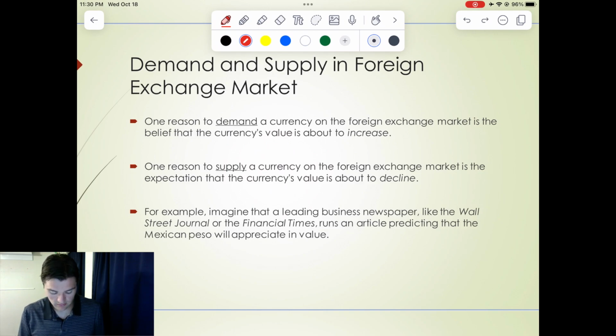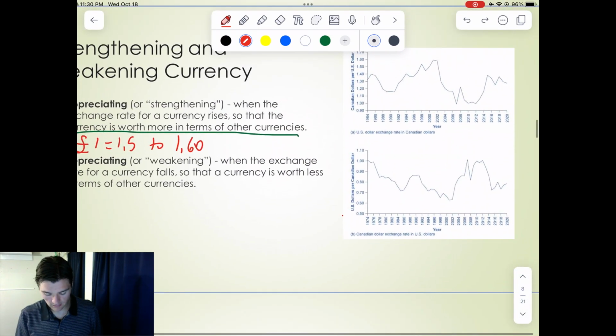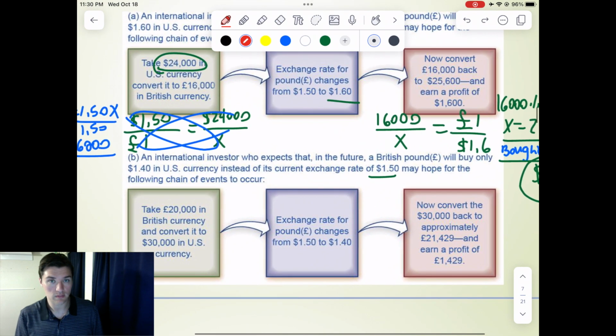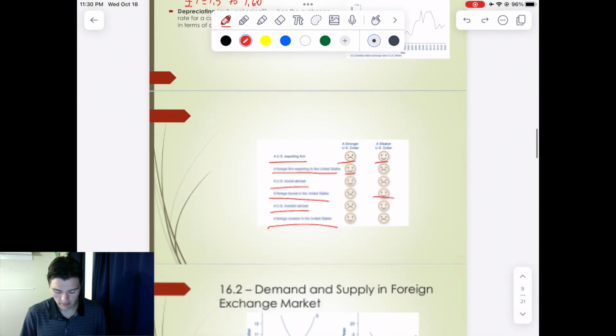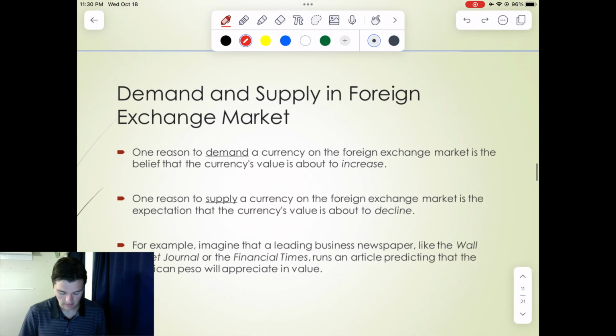One reason to supply the currency is the expectation that the currency's value is about to decline. So basically, when we looked at this one and we saw this decline, that is where we want to supply, because then we can profit off of that. So the one reason we would supply the currency is we think the value is going to decline.